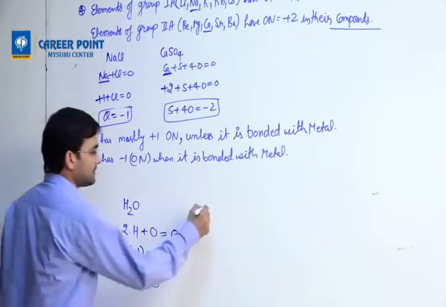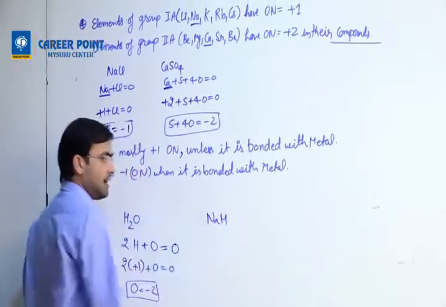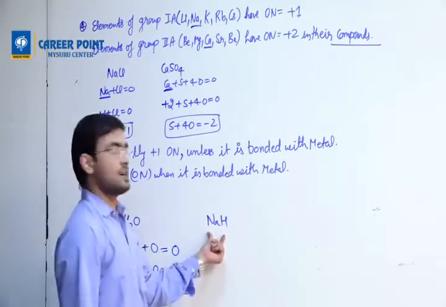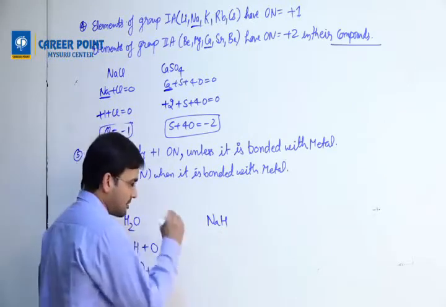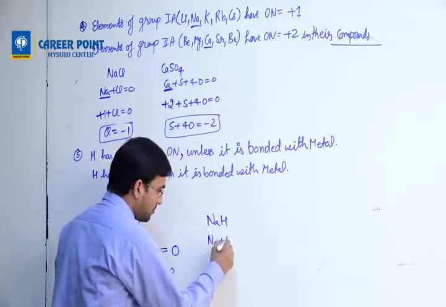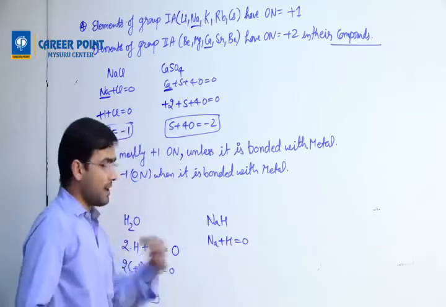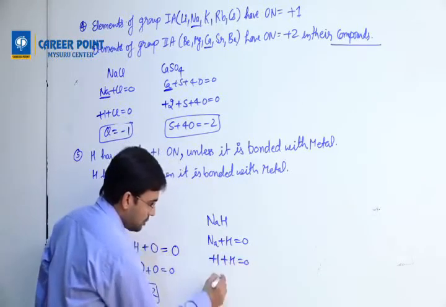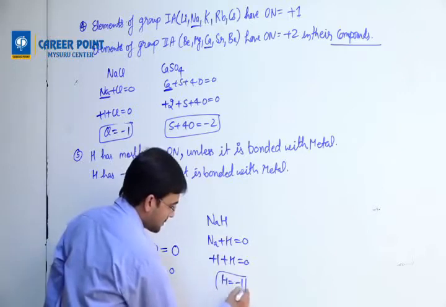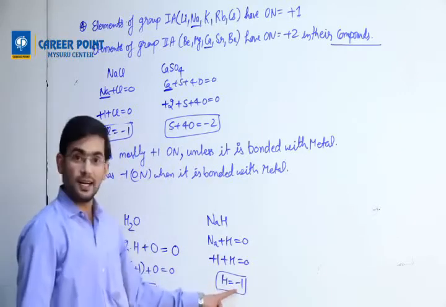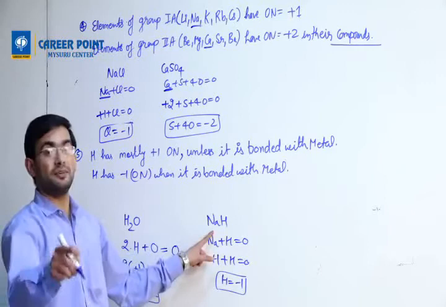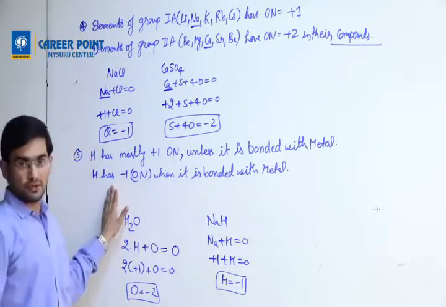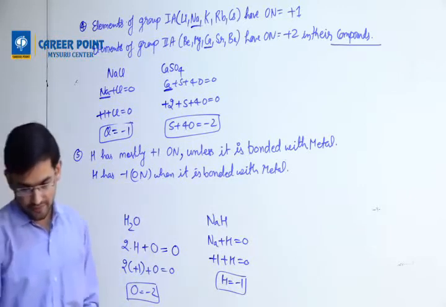But I can write another example. NaH. This is called sodium hydride. So if I write, I will be able to write Na plus H equals 0. Sodium I know, +1, plus H equals 0. So H is equal to -1. Hydrogen is getting -1 because sodium is a metal. So when it is bonded with metal, it is -1. Clear? Copy all this now. Then we'll proceed.